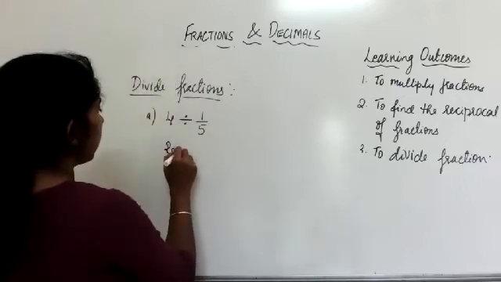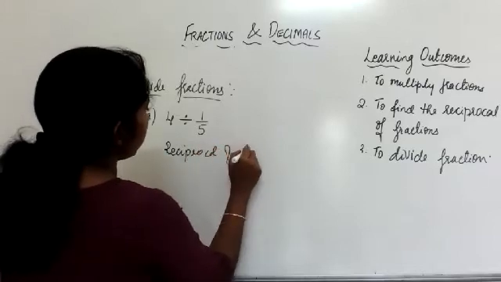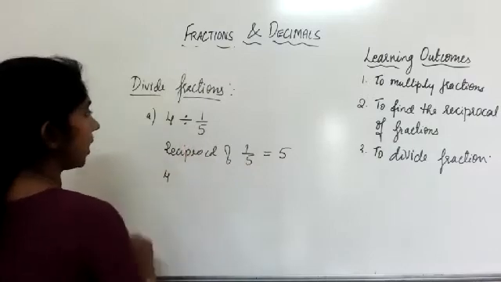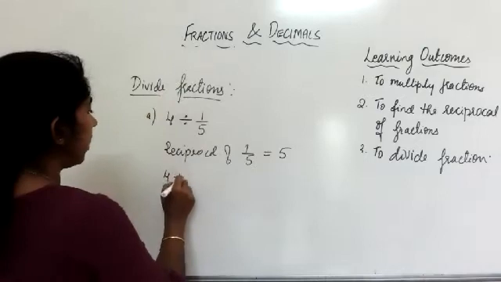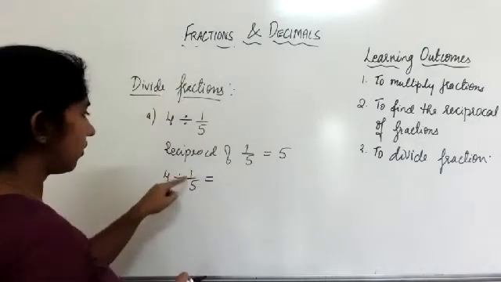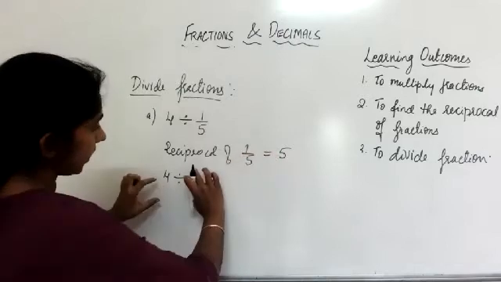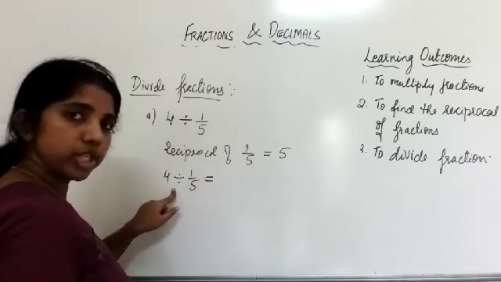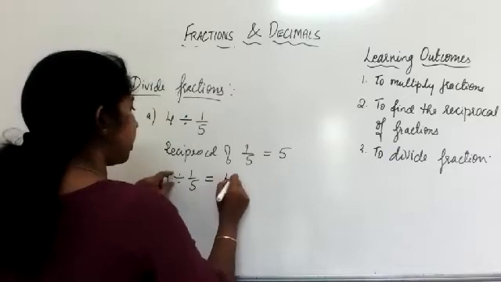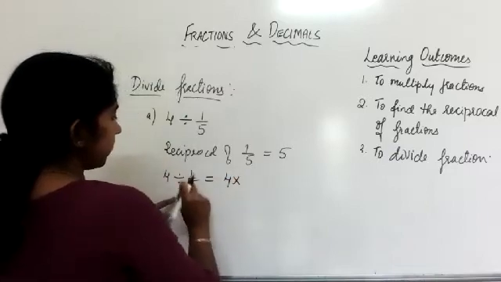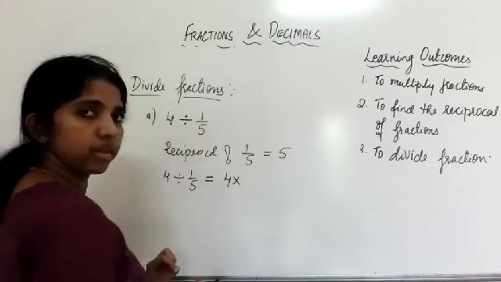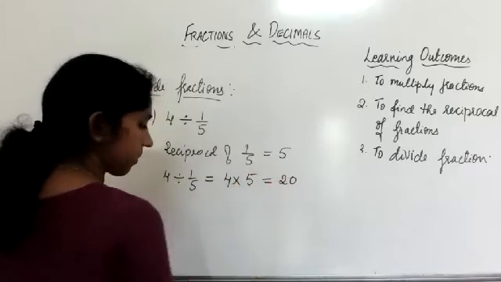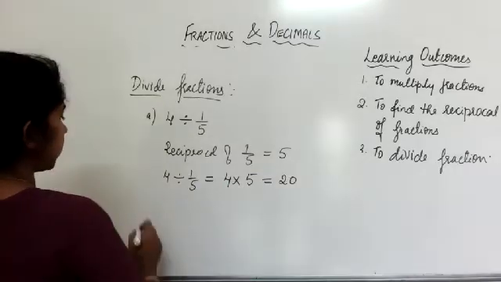The reciprocal of 1 by 5 is 5, we all know that. So how to divide this? 4 divided by 1 by 5: you know the reciprocal of 1 by 5 is 5. Instead of 1 by 5, you write its reciprocal, and your division will change to multiplication. 4 into 5 is 20. The answer is 20.